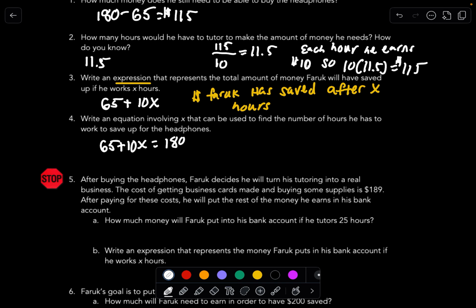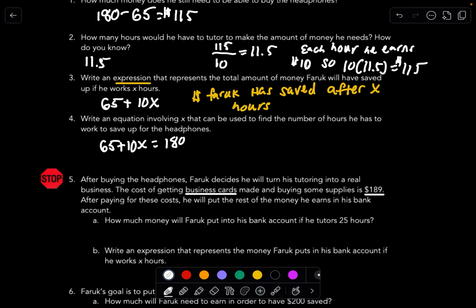Okay. After buying the headphones, Farouk decides he will turn his tutoring into a real business. The cost of getting business cards, I guess that's his only startup cost, and some supplies is $189. After paying for these costs, he will put the rest of the money he earns in his bank account. How much money will Farouk put into his bank account if he tutors 25 hours?